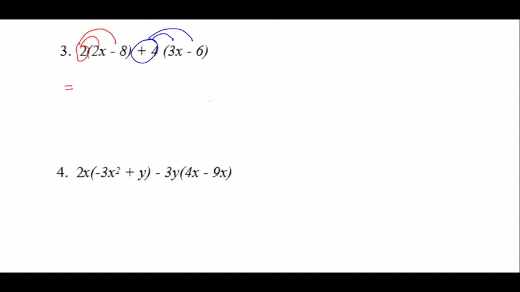I'm going to just write underneath this time. So now we're going to get 2 times 2x, which is going to be 4x. 2 times negative 8, which is negative 16. Now, for plus 4, we're going to take plus 4 and multiply it into 3x. So we're going to get plus 12x. Now we're going to take plus 4 and multiply it by negative 6 to get plus 4 times negative 6 is negative 24. Now, the only thing that's left to do is to, you guessed it, collect like terms.